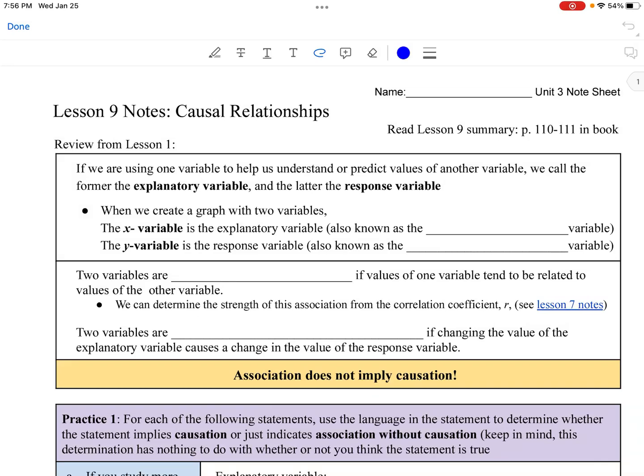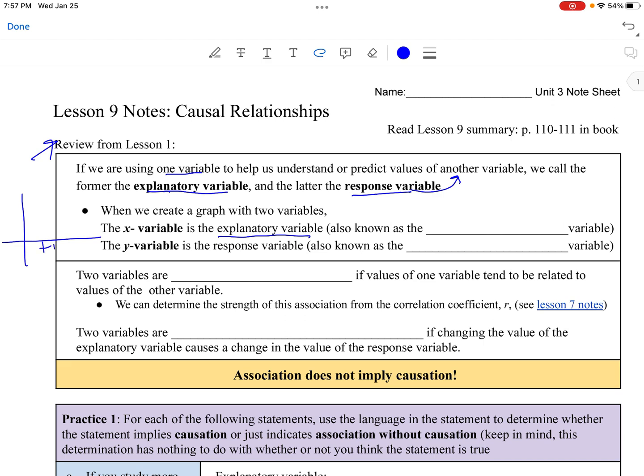Lesson 9, Causal Relationships. As a review from Lesson 1 of this unit, the terms explanatory variable and response variable. If we're using one variable to help us understand or predict the values of the other variable, that first variable is called the explanatory variable, and the one whose values it predicts is the response variable. When we create a graph with these two variables, which we've been doing, the x variable is what we use for the explanatory variable. So we put that one on the x-axis.